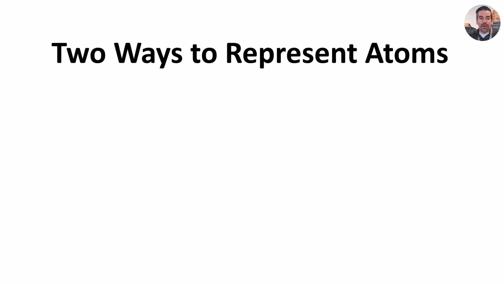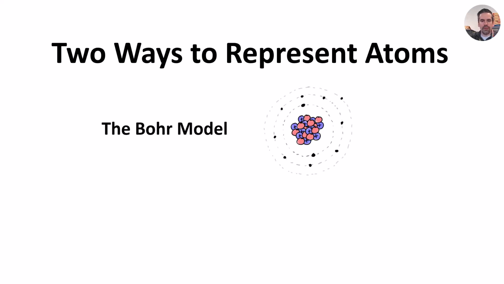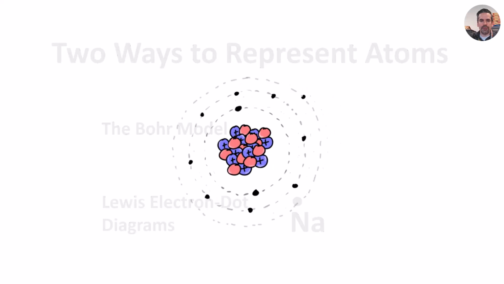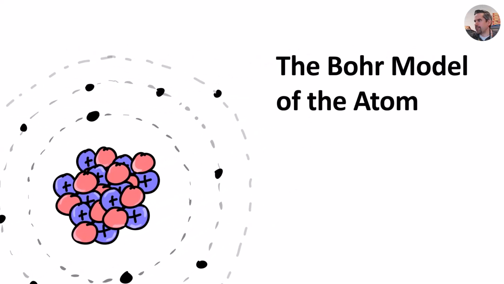All right, in this video, we're going to talk about two ways that we can represent atoms. We have talked about the different models that were presented throughout history, and today we're going to concentrate on one of those models and then another way to represent atoms. So that model is the Bohr model, like this, and then the second way to represent it is through the Lewis dot electron dot diagrams. So let's take a look at the Bohr model of the atom.